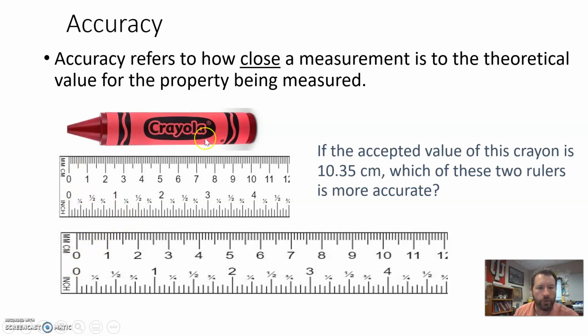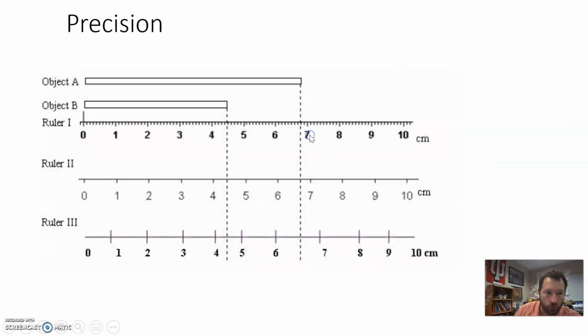The bottom ruler, same thing, from tip to end of crayon, I'd put it at not quite 6, maybe 5.8 or 5.9 centimeters. Not accurate if the accepted value is 10.35 centimeters. So in the case of these two rulers, I would say ruler A on top is more accurate.